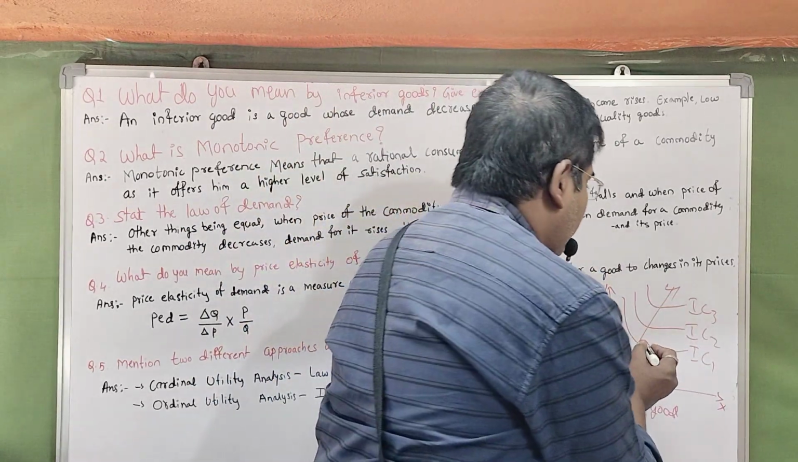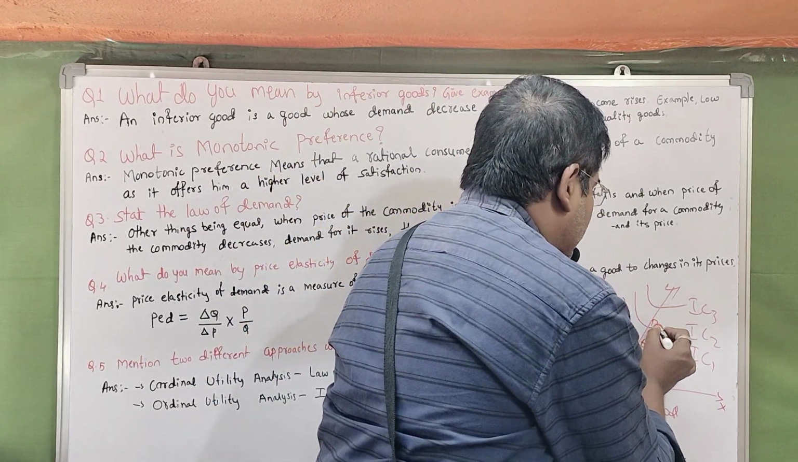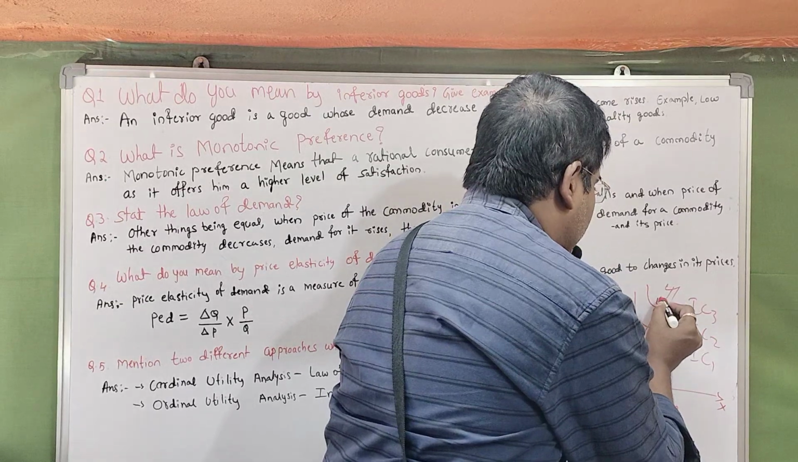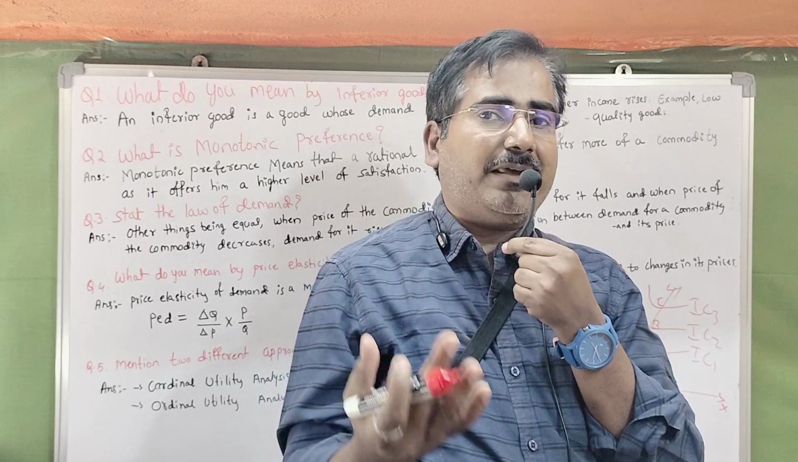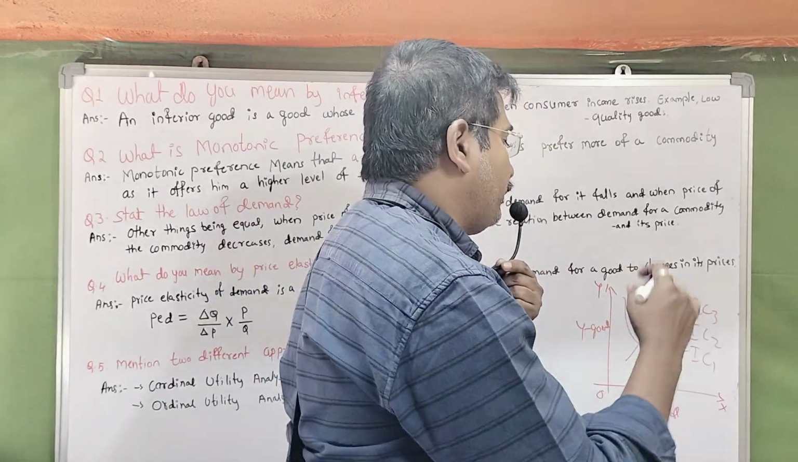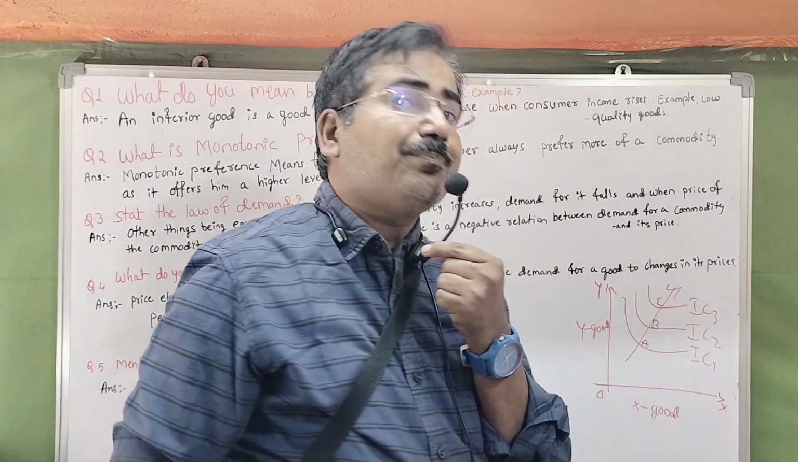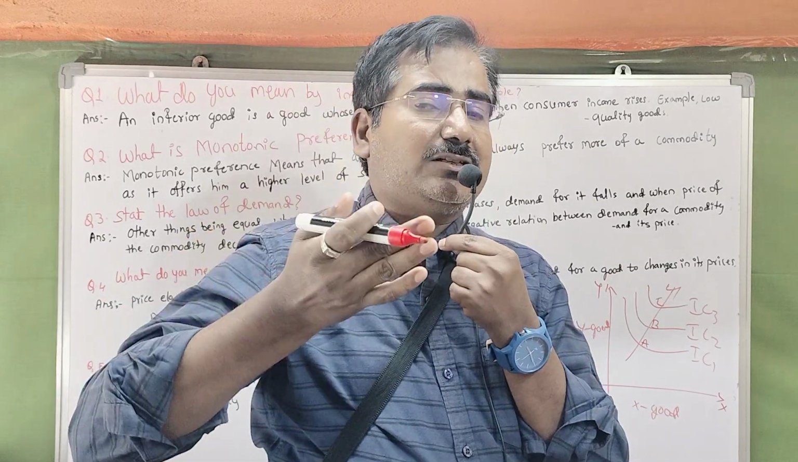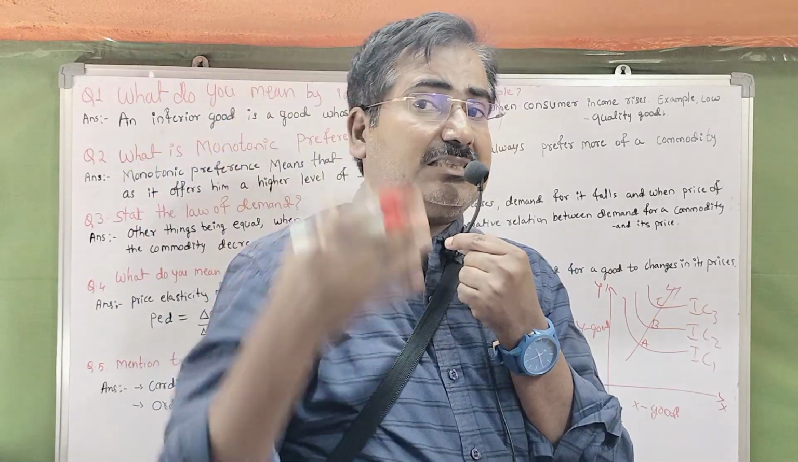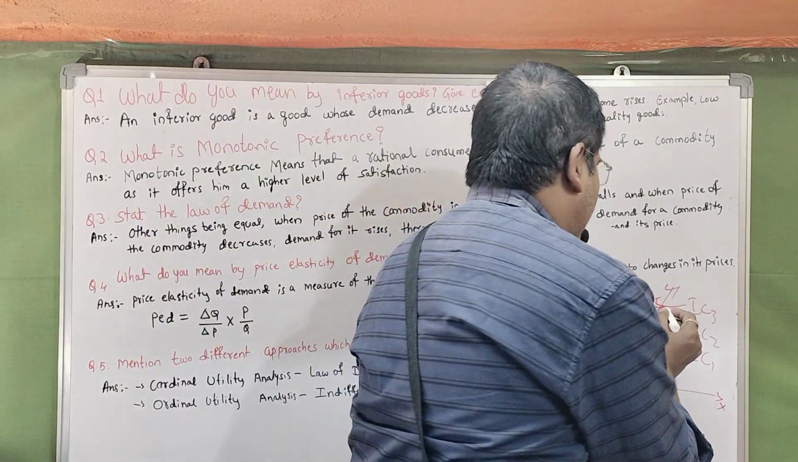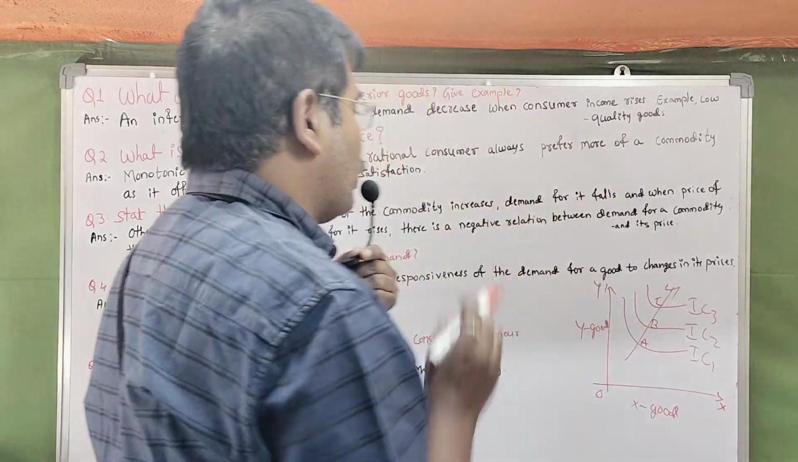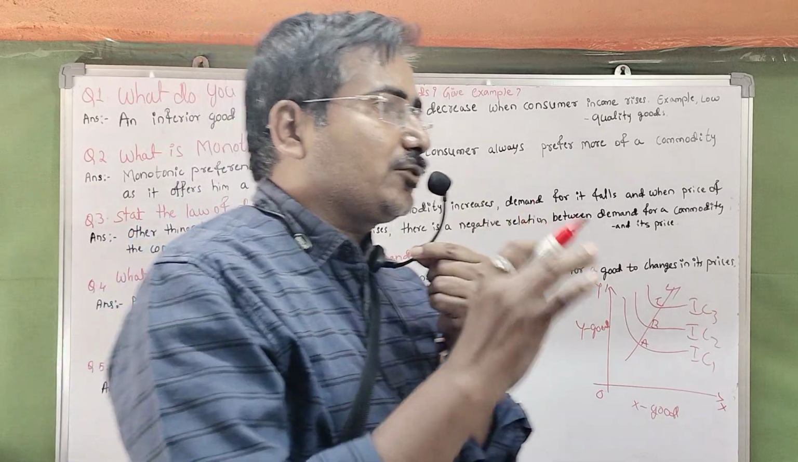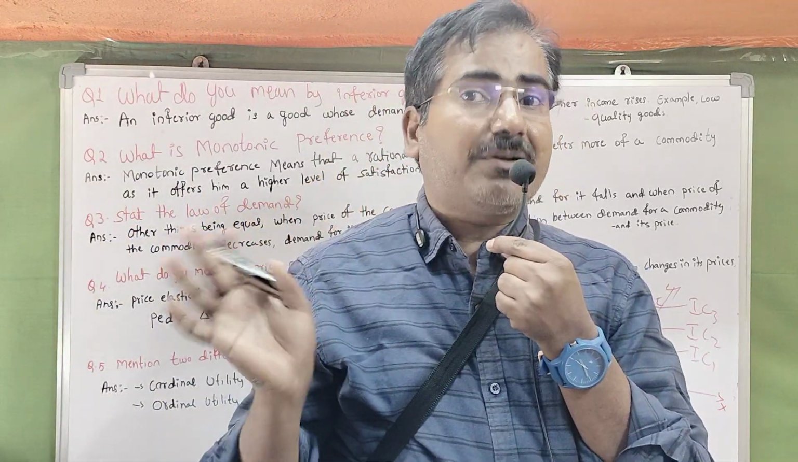We have assumed options A, B, and C. The consumer prefers option C, because it lies on a higher curve: IC3 is greater than IC2, and IC2 is greater than IC1. So we prefer IC3. This is one of the most important concepts, and we call it monotonic preference.